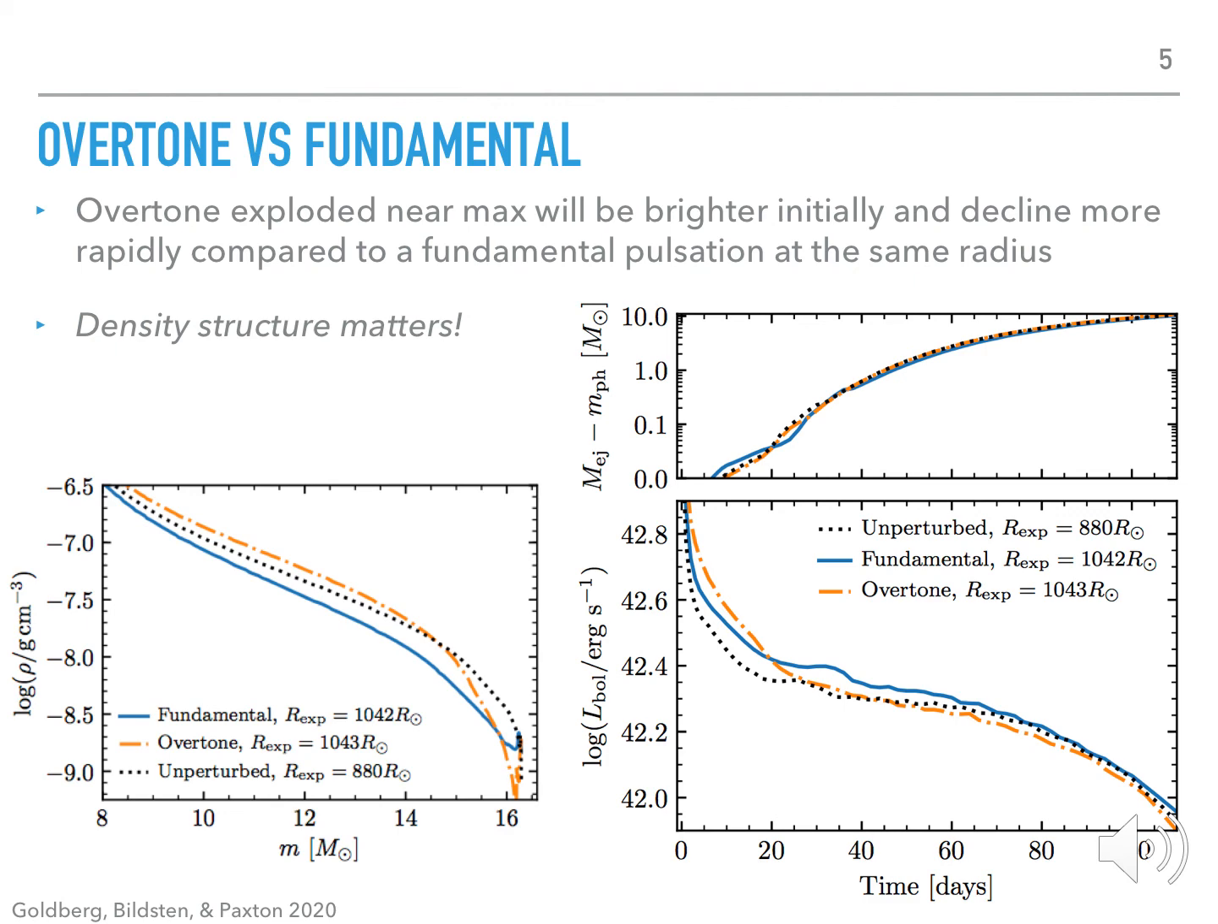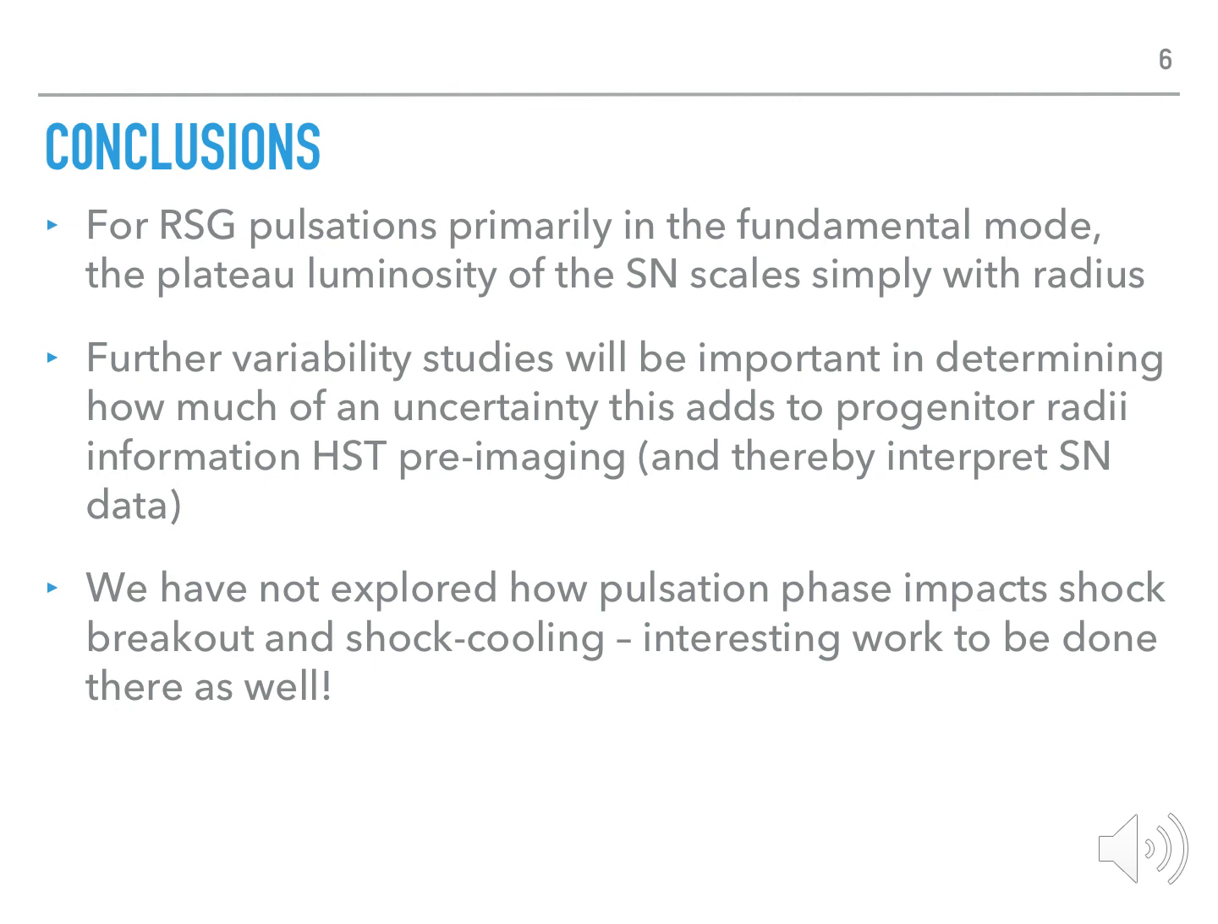The density structure matters. In conclusion, for pulsations primarily in the fundamental mode, bigger is brighter, and the plateau luminosity of the supernova scales simply with the radius. The overtones are a little bit more complicated because of the different density structure. Therefore, further variability studies are going to be important in determining how much of an uncertainty this adds to the progenitor radius information we extract from HST pre-imaging, and also how we use that information to interpret supernova data.